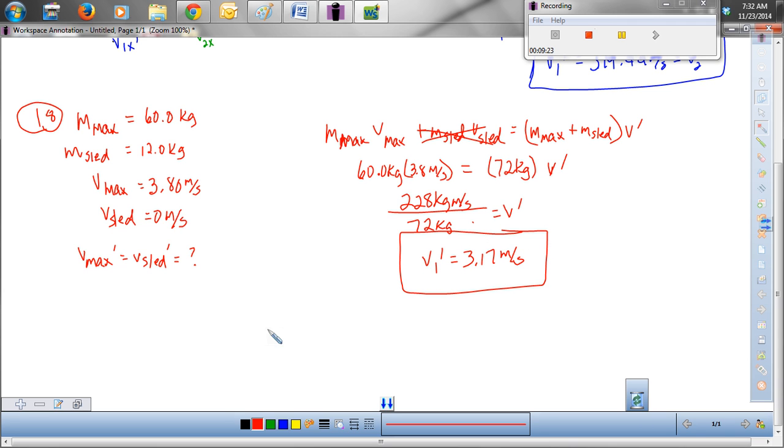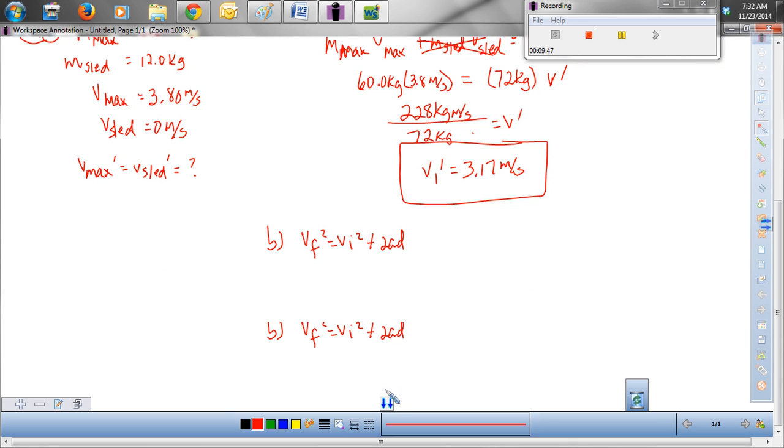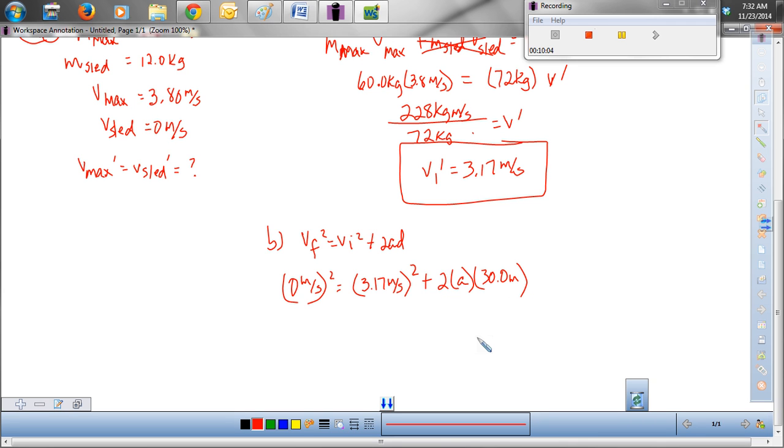So that's part A. Part B says, now that part A was with no friction. Part B says, well, he is an AP, so if the sled and he coast to a stop in 30 meters, what is the coefficient of kinetic friction between the sled and the snow? So I'm going to say, well, VF squared equals VI squared plus 2AD. He's going to come to a stop, so 0 equals 3.17 squared plus 2A. I'm looking for A, D is 30 meters. I'm going to square 3.17.